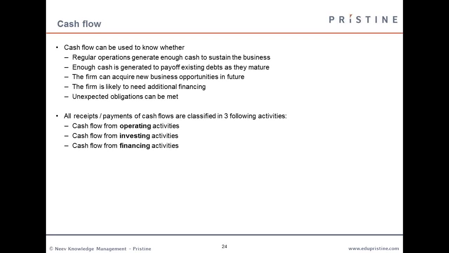So it is used to know whether your regular operations generate enough cash to sustain the business, whether you need any additional financing, how much operating income you are generating, how you are meeting your obligations. Everything can be known from the cash flow statement. In this, all the receipts or payments of cash flows are divided into three activities, which are the operating activities, the investing activities, and the financing activities. So let's see each of them in detail.